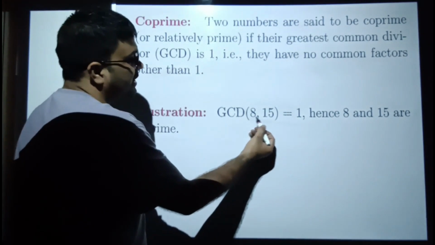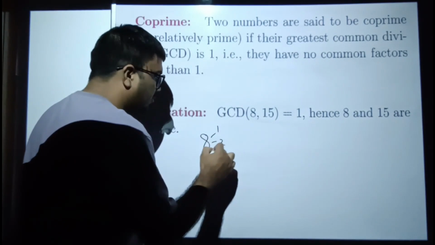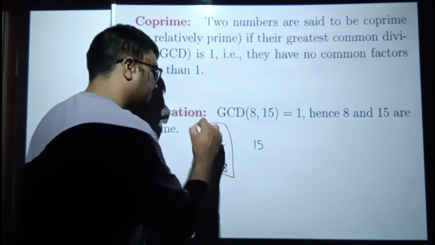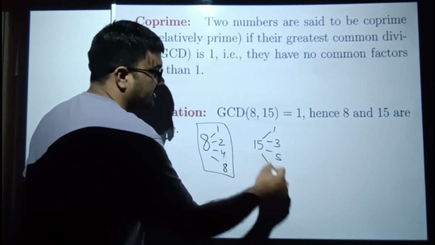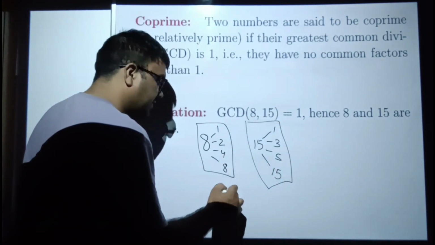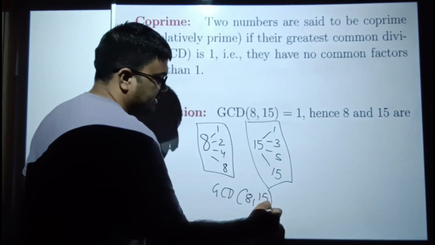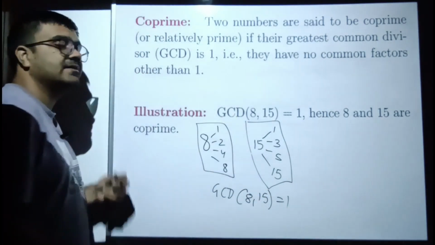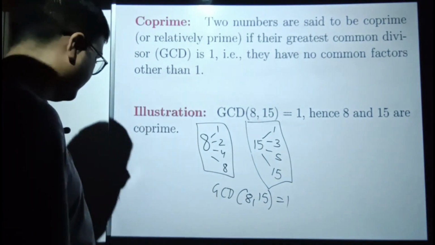Suppose I am talking about the numbers 8 and 15. 8 has factors 1, 2, 4, 8. It is a composite number. 15 has factors 1, 3, 5, 15. It is a composite number. But the greatest common divisor of 8 and 15 is equal to 1. So we will say 8 and 15 are co-prime numbers.